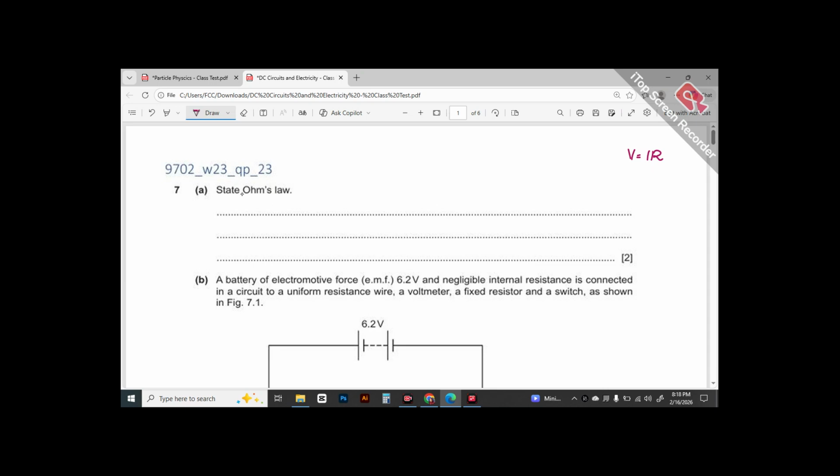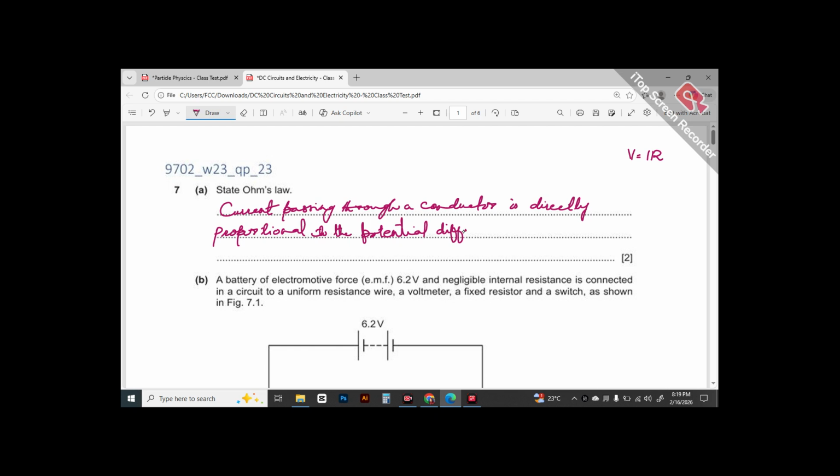Like in this case, you'd say that as per Ohm's law, current passing through a conductor is directly proportional to the potential difference across the conductor, given that the temperature of the conductor remains constant.